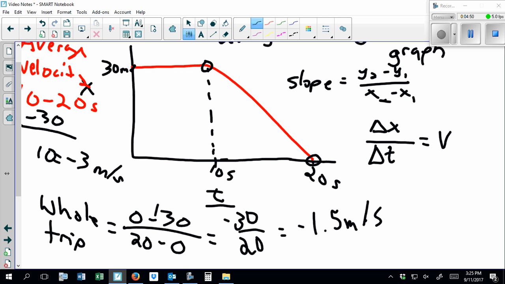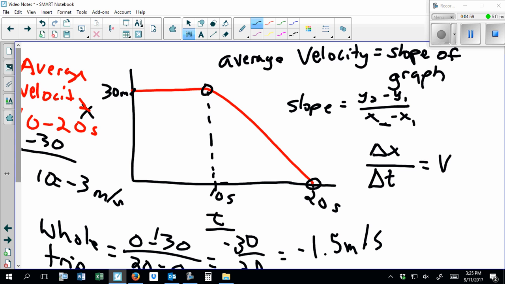So again, for these position time graphs, we want to be able to find displacement by doing the final position minus the initial position. And we also want to be able to get the average velocity for any segment of that graph by taking the slope of the line between those 2 points, doing final minus initial position over final minus initial time.